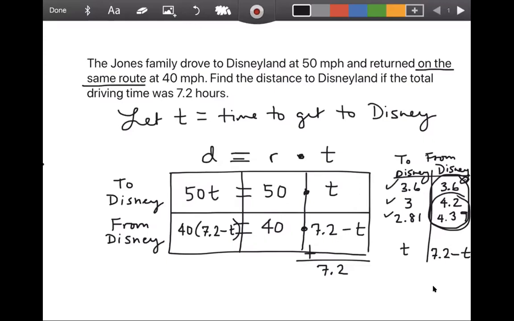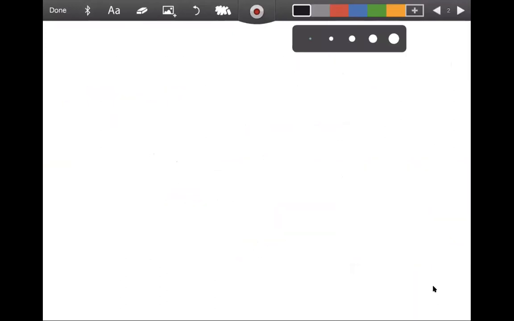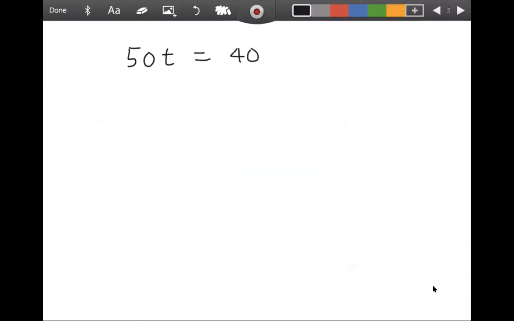So you look at the distance to Disneyland, you look at the distance home from Disneyland, those two distances, they're equal, right? That's going to be our equation. These two distances are equal. All right, so that's going to be our equation. I'm going to write it on the next page. 50T equals 40 times 7.2 minus T. I'll distribute the 40.